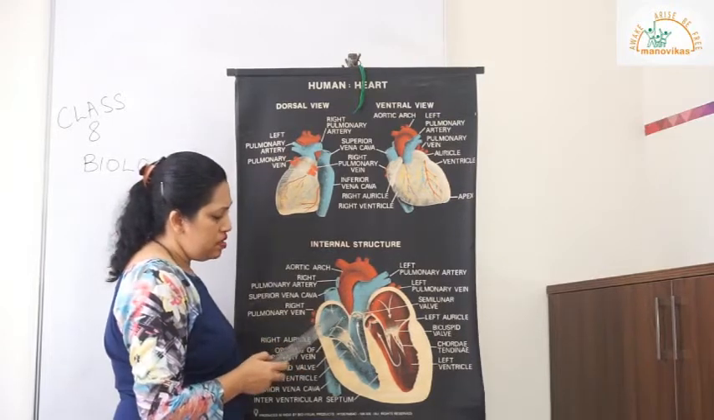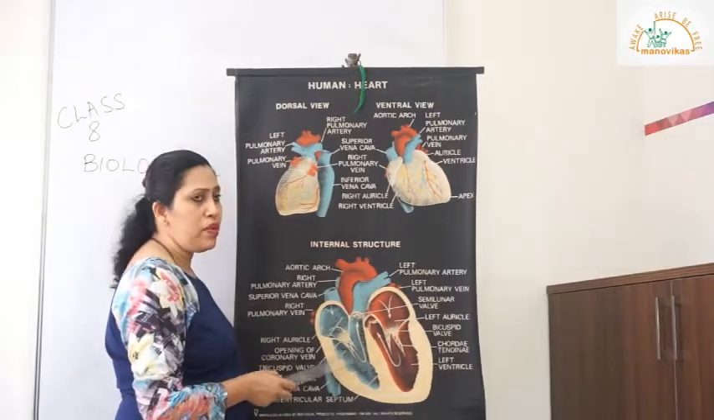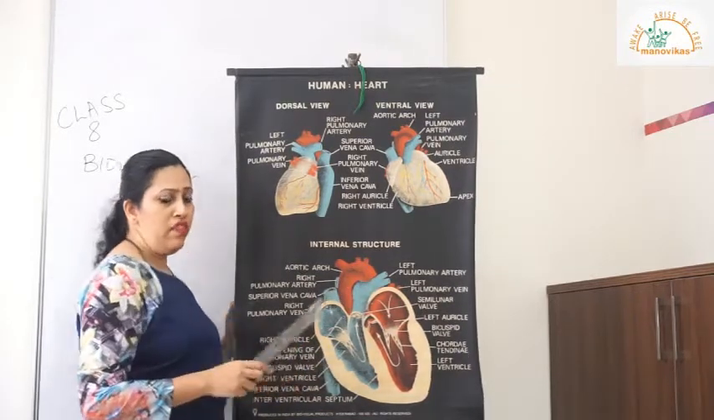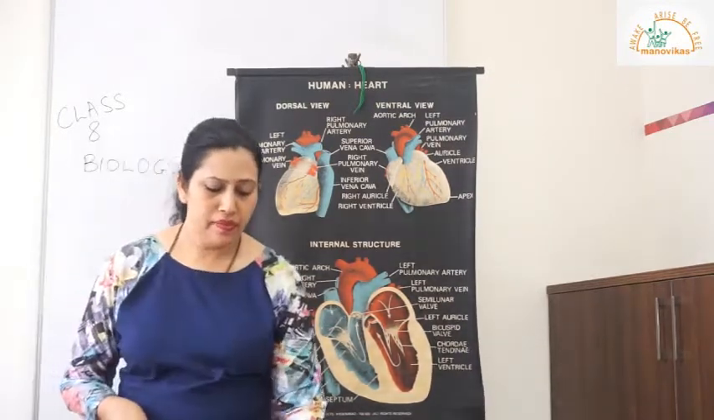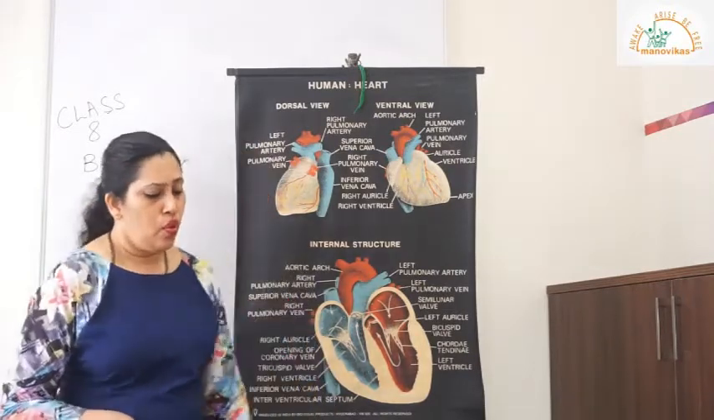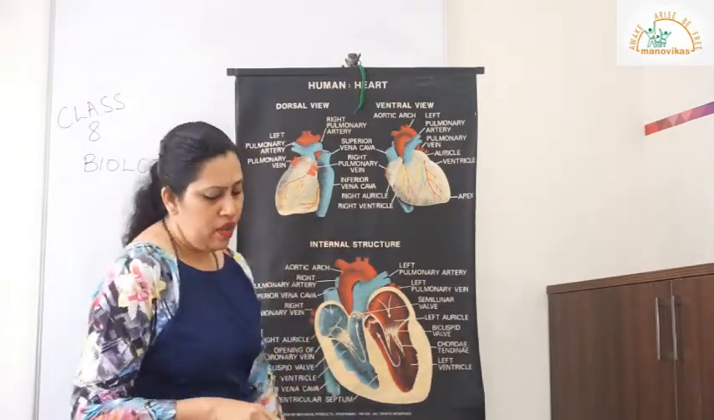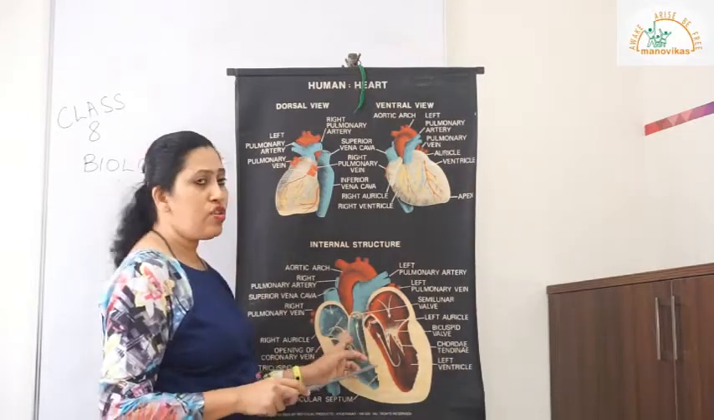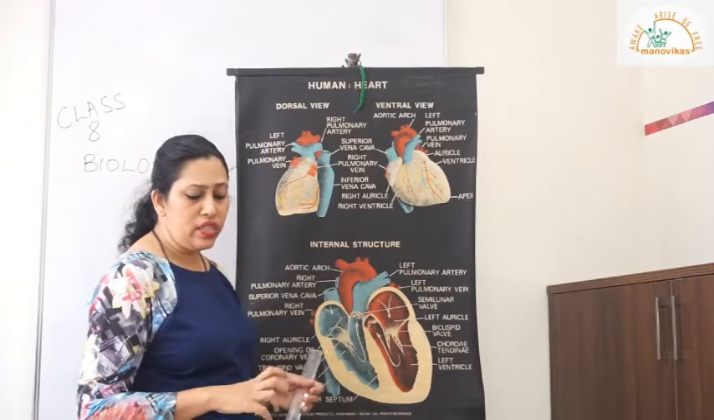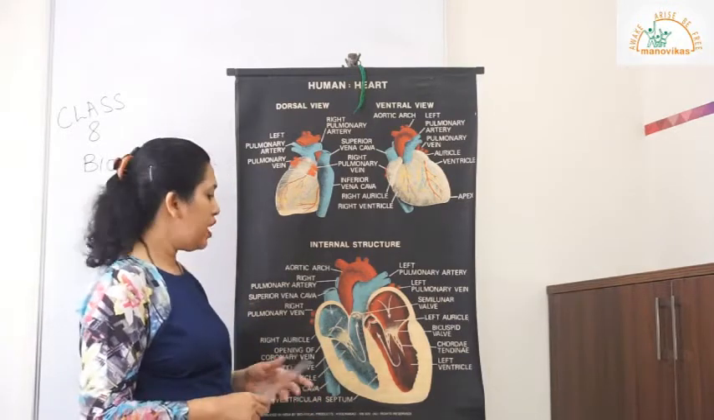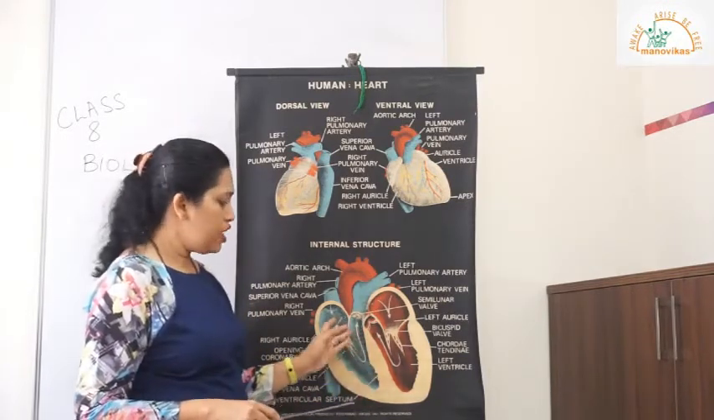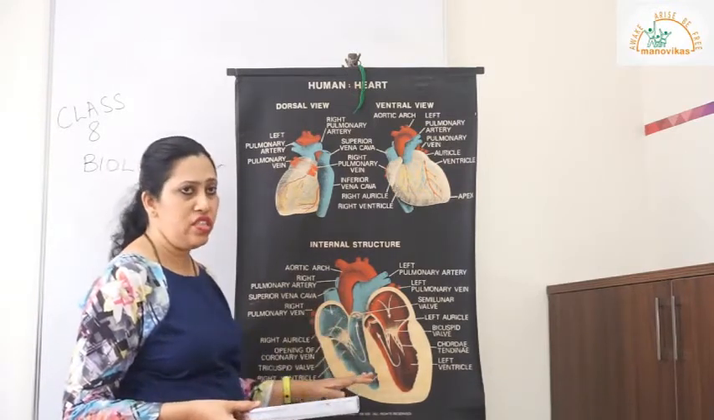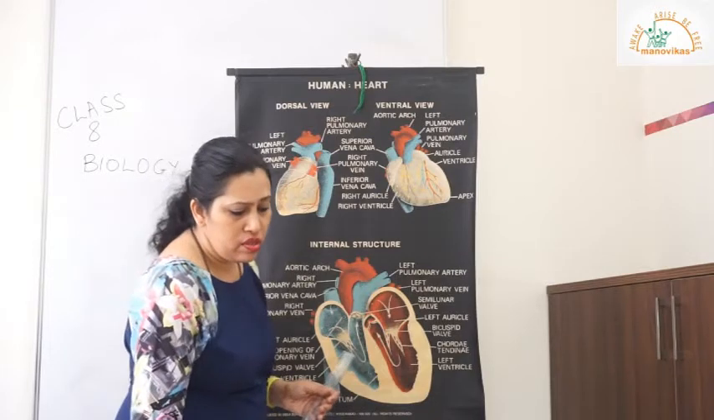So this contraction and relaxation of the muscles take place all the time, and this is how the blood flows in our body. So when the heart chambers relax and fill with blood, it is called diastole, and when they contract, the blood is pushed out of them, that time it is called systole. So diastole is followed by systole all the time. You can also say contraction is followed by relaxation all the time.